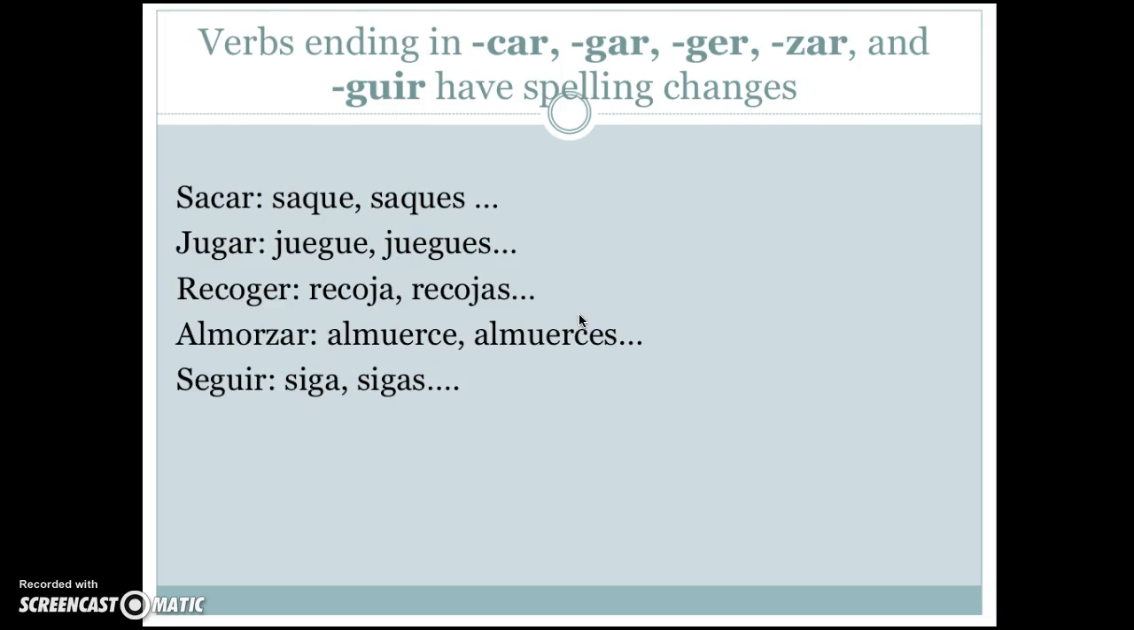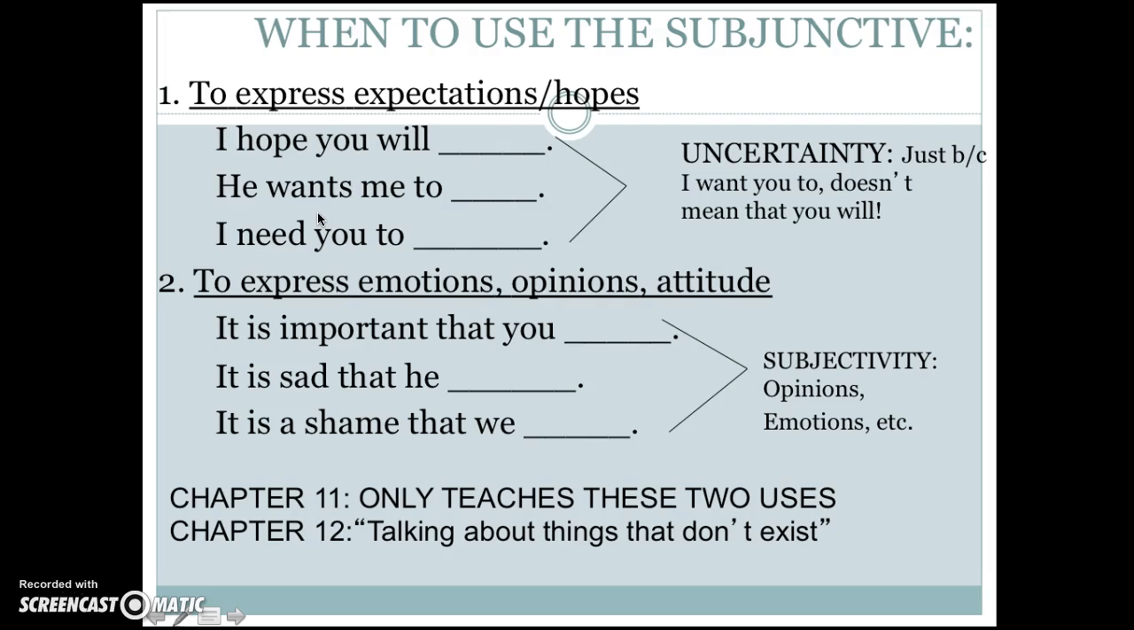And then you have these verbs where they have a spell change. And that's only because, for example, with this verb, sacar, it's an AR verb. If we just added that opposite ending, if it was S-A-C-E, it would be pronounced sase, which is not the word. The word is sake. So in order to reflect the pronunciation of the word, we need to have a slight spelling change.